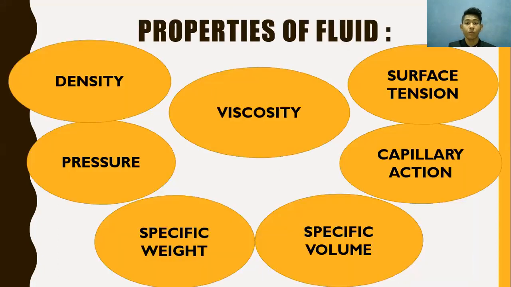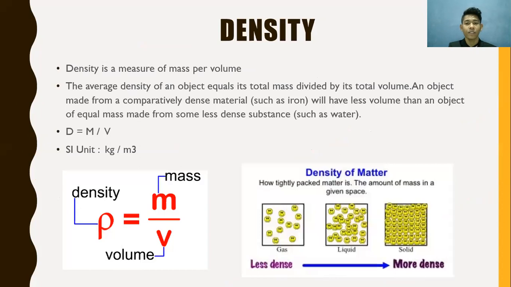So, next is the properties of fluid. There are 7 properties of fluid. So, I will go one by one. The first one is density. As you know, density is a measure of mass per volume. The average density of an object equals its total mass divided by its total volume. An object made from a comparatively dense material, such as iron, will have less volume than an object of equal mass made from some less dense substance such as water. The SI unit for the density is kg per meter cube. As you can see, gas is less dense while a solid is more dense.